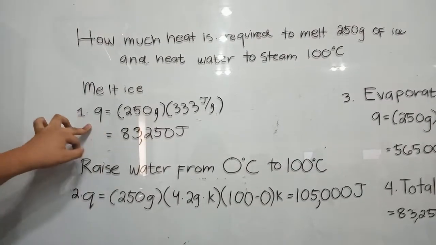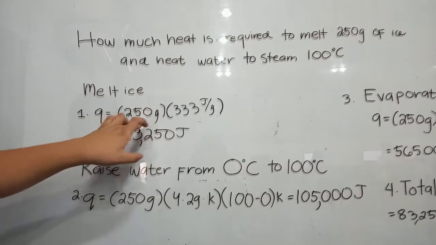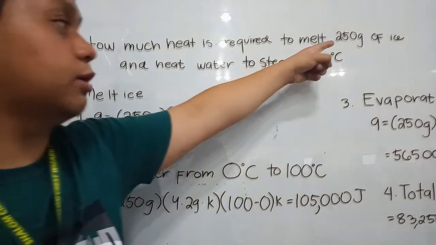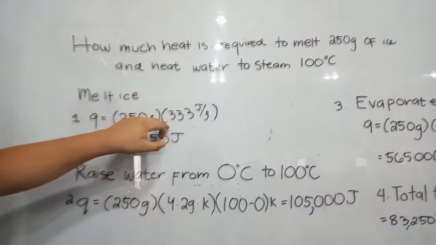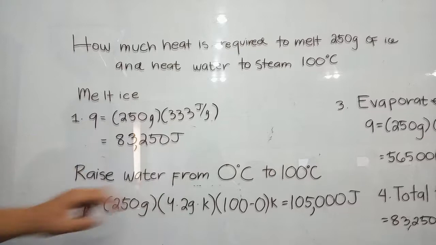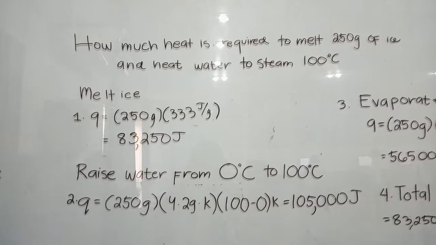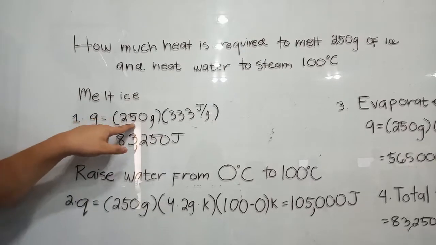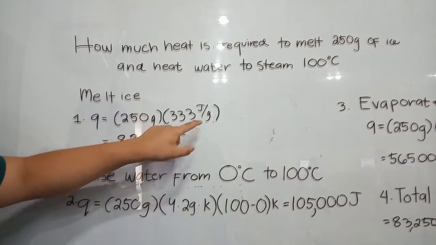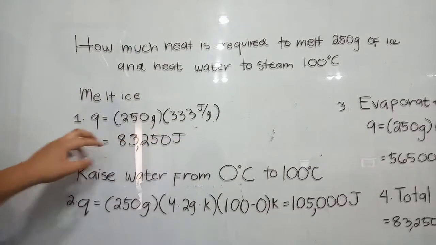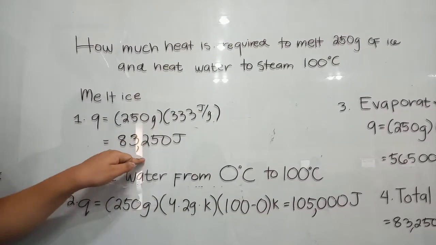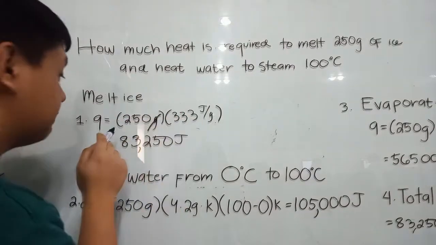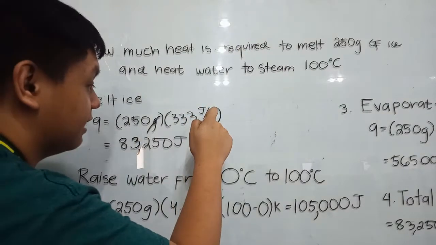Q, the heat, equals the mass times the heat of fusion. We got the mass from the given 250 grams, and the 333 joules per gram is given from the heat of fusion. So here's the solution: 250 grams times 333 joules per gram is equal to 83,250 joules. Why joules? We cancelled out the grams of the mass and the grams of the heat of fusion.